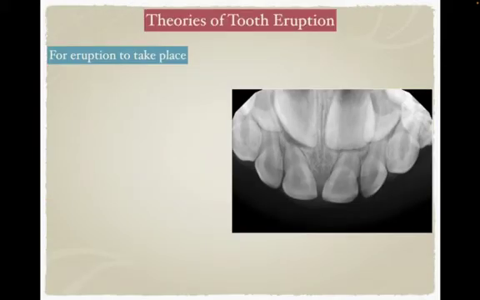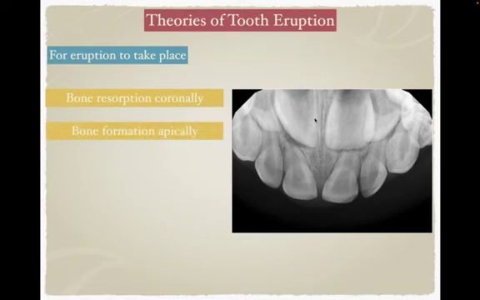So what stimulates the teeth to erupt? What are the theories of tooth eruption? First, for eruption to take place, you need to know that bone has to be resorbed coronally above the tooth that is erupting. And also, bone has to be formed apically underneath this tooth. Because it's moving in this direction, bone has to be resorbed here and deposited here.